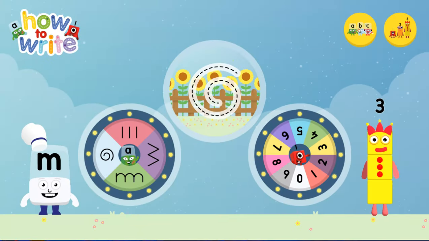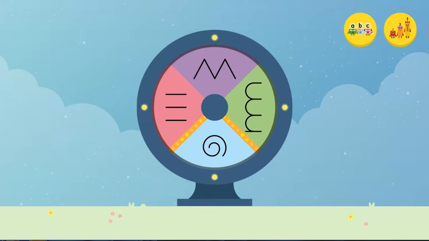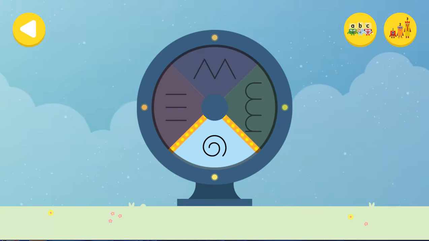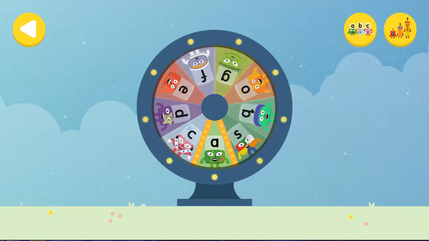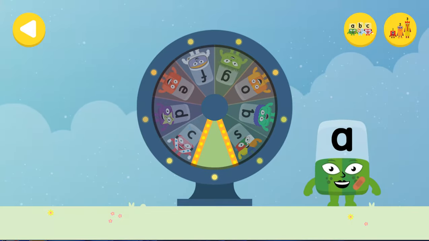Alphablocks and Numberblocks, how to write. What would you like to do? Let's choose a letter family. Touch or drag the wheel to spin. Well done! You've landed on the curly letter family. Spin the wheel again and find out which alphablock you're going to... Great job!